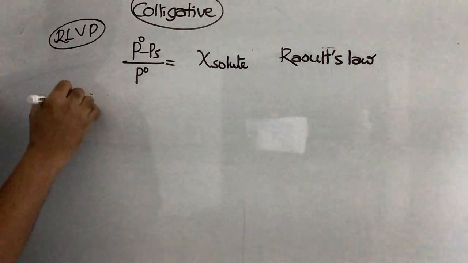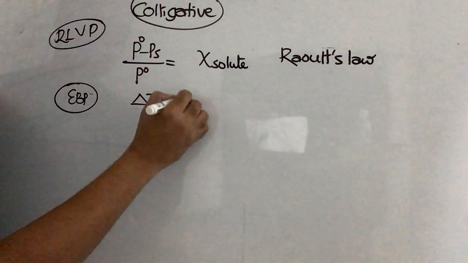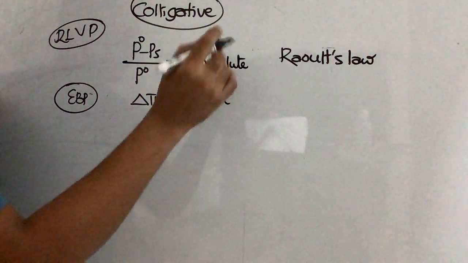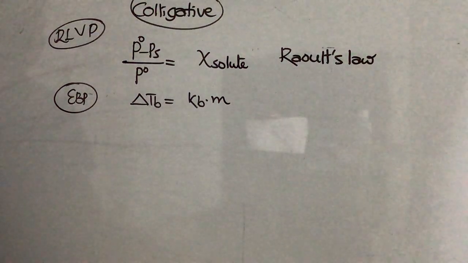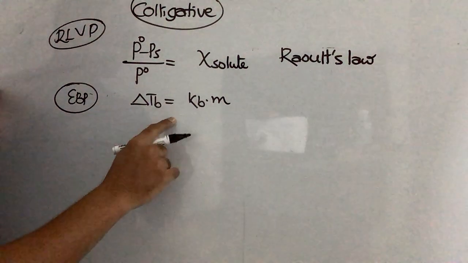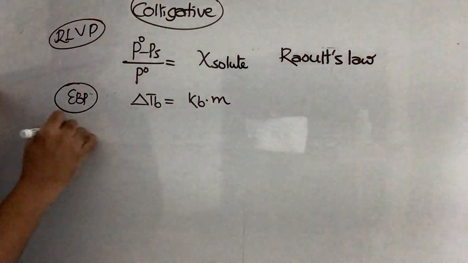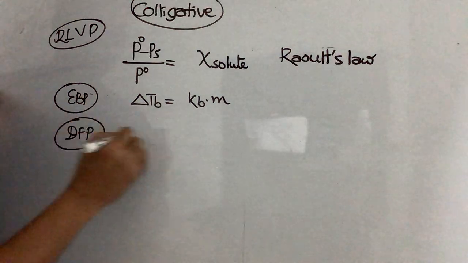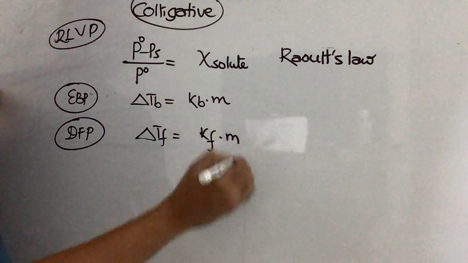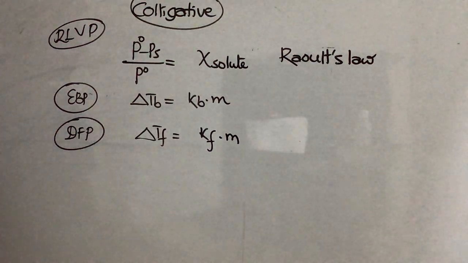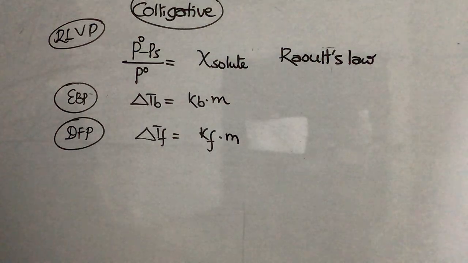Second is elevation in boiling point. Delta Tb is equal to Kb into m, where m is molality and Kb is the molal elevation constant. You can call it the ebullioscopic constant. Delta Tb is how much the boiling point has increased. Depression in freezing point: delta Tf is equal to Kf into m. Remember the Kb and Kf values for water, it will be better. Kb is 0.52, Kf is 1.86 K kg per mole.